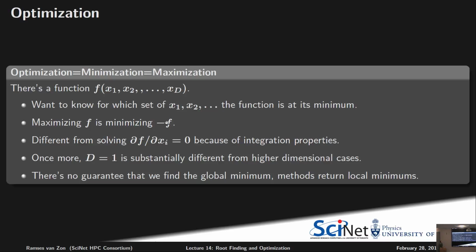Now, we could cop out and say, well, the minimum of this is where the derivative with respect to each of these variables is 0, so we'll just do df/dxi equals 0. That gives us a set of d equations for d variables, and we put it into our root finding solution and done.